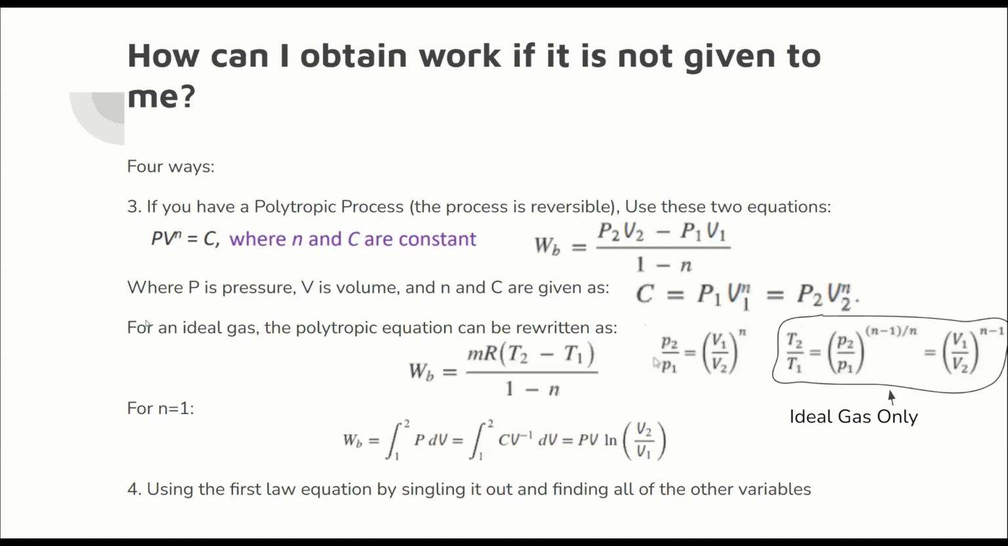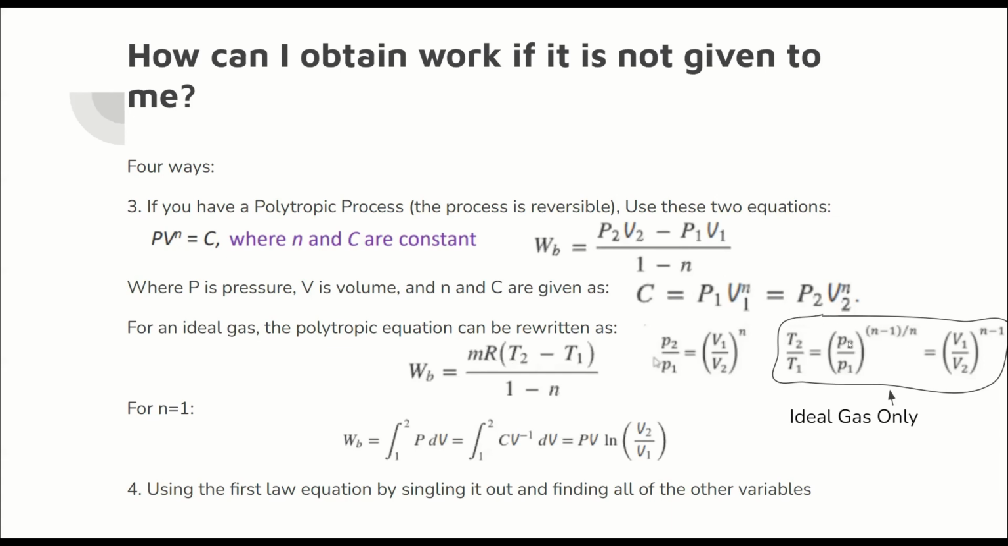Now, if you're studying an ideal gas, then your work equation can be reformatted this way. It actually makes it easier for you because this time you just need the pressure. You don't need both the pressure and the temperature, or both the pressure and the volume. And you also have more polytropic process equations. This one is just a reformatted version of this one.